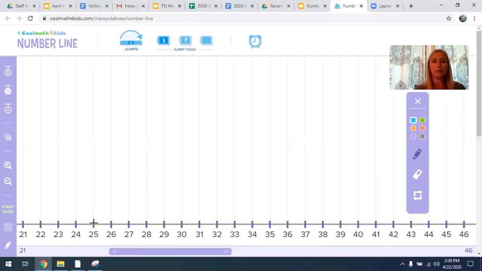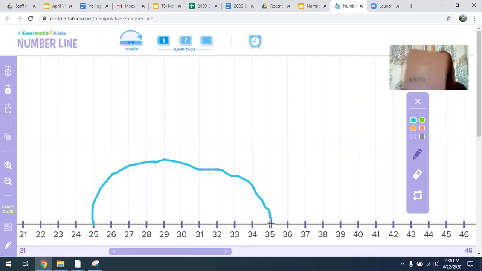I'm going to start at 25, and I'm going to make a jump to 35 because that's my 10. And then after I do the 10, how many ones are there? 3 ones. So then I'm going to skip count by ones now. So now I have 35, 36, 37, 38. So, boys and girls, 25 plus 13 is 38.